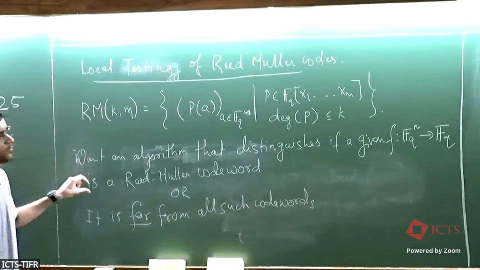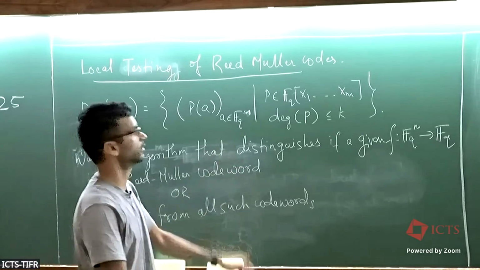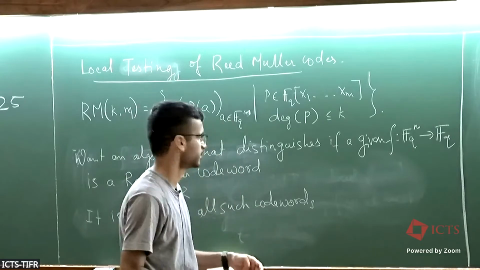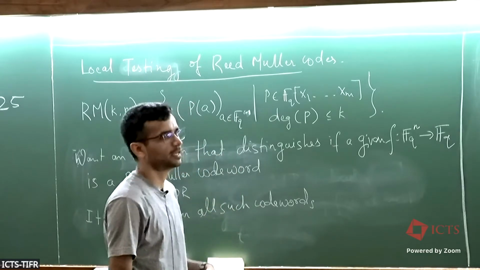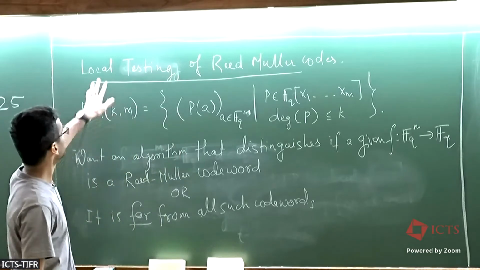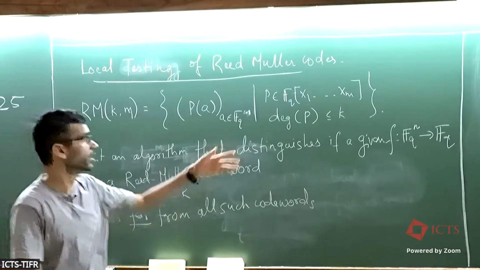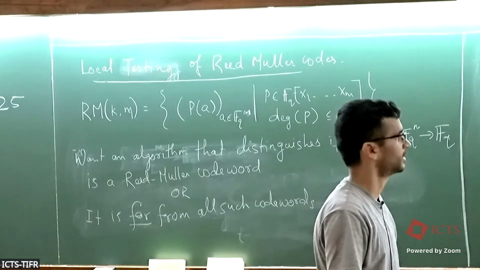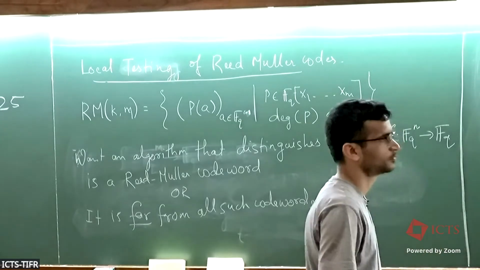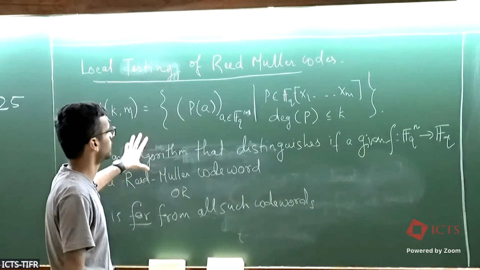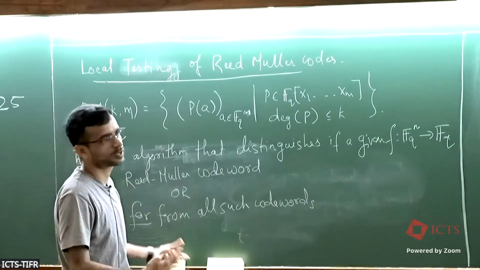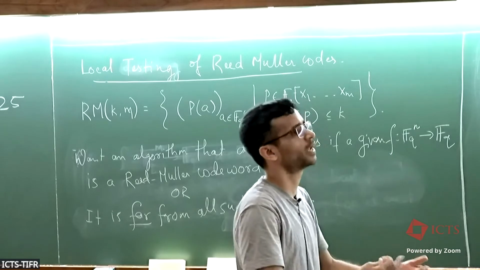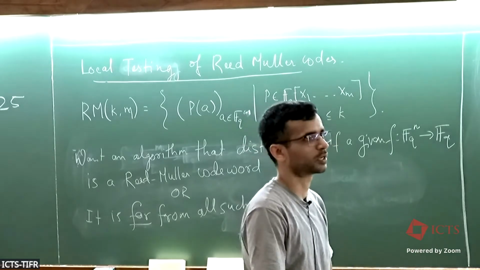This is the testing part. We are given a function, we are given a received word f, and our goal is to figure out, is this a code word of the Reed-Muller code with parameters m, k, let's say, or it's far from all such code words. The local part of it is that we want to do this by not looking at the entire f. We want to do this by querying f at a small number of locations, and then from that somehow figuring this out. In general, for a locally testable code, the question is similar. You are going to be given a received word and you want to distinguish if this is a valid code word or it's far from all such code words. And we would like to do this by querying the received word at a few locations.